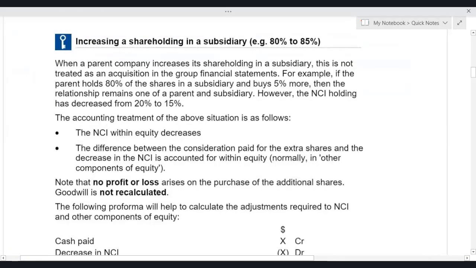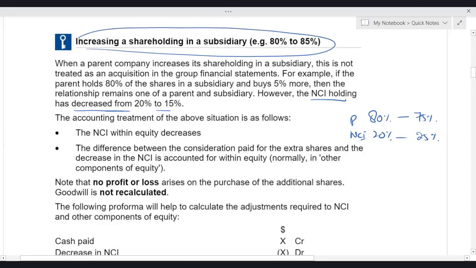For example, we did discuss this a little bit yesterday also. Before selling the holding, let's say parent holding was 80% and NCI was at 20. If parent becomes 75, then NCI becomes 25. So main point is whatever the gain or loss comes, that goes to other component of equity. The NCI holding has changed by 5 percentage points. Okay, now this is another scenario.